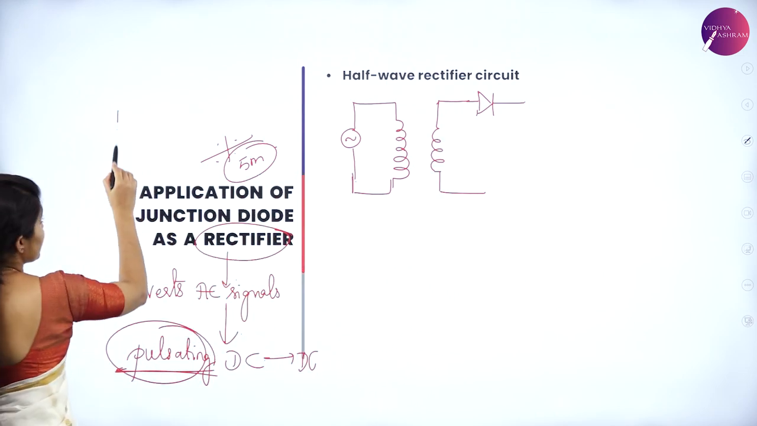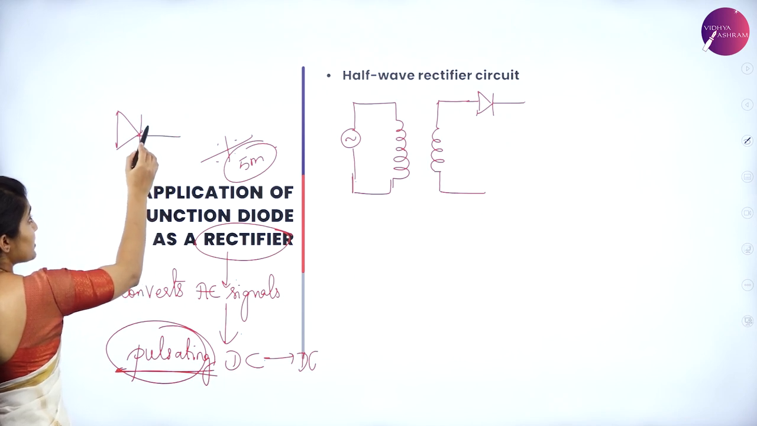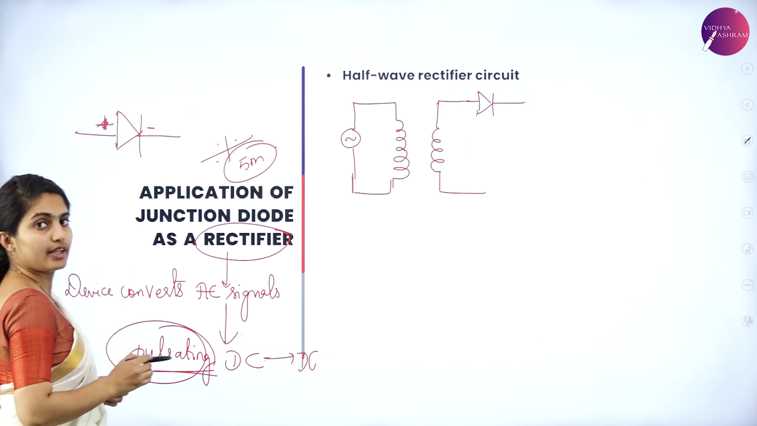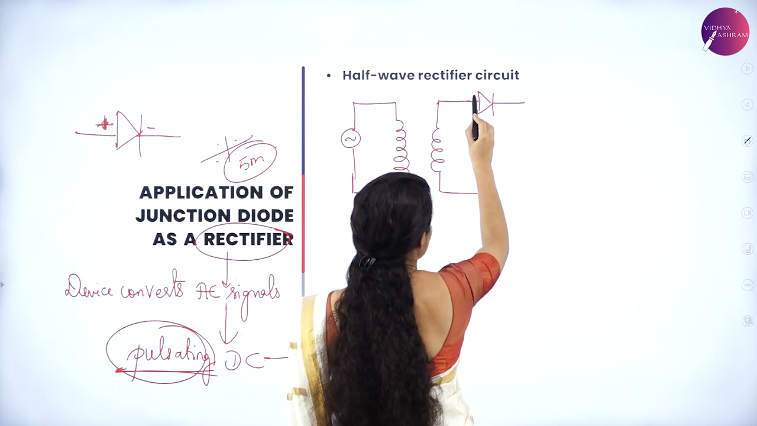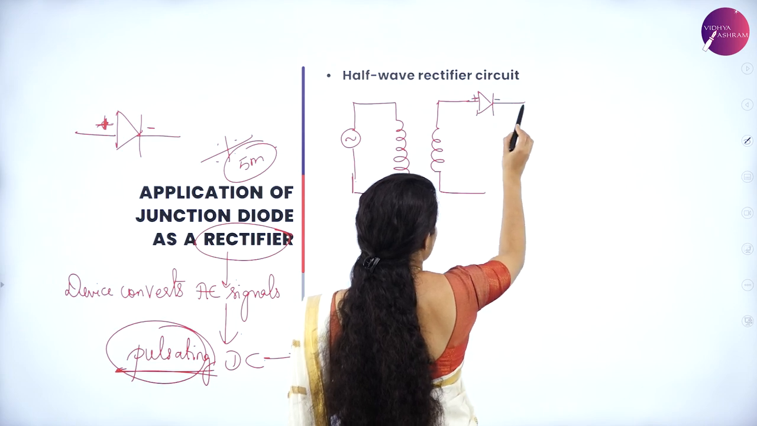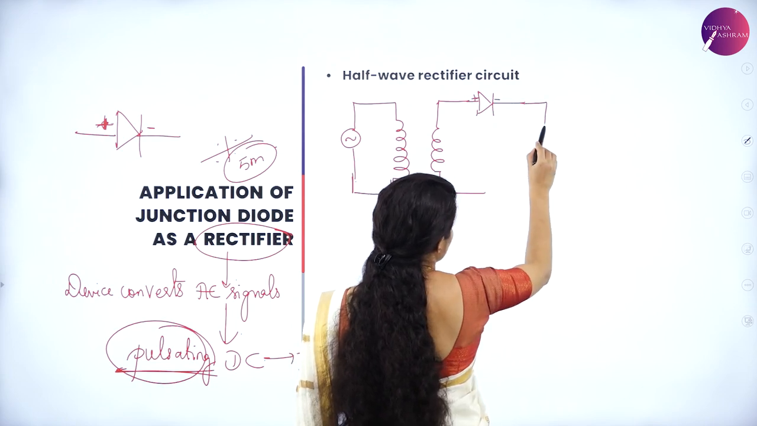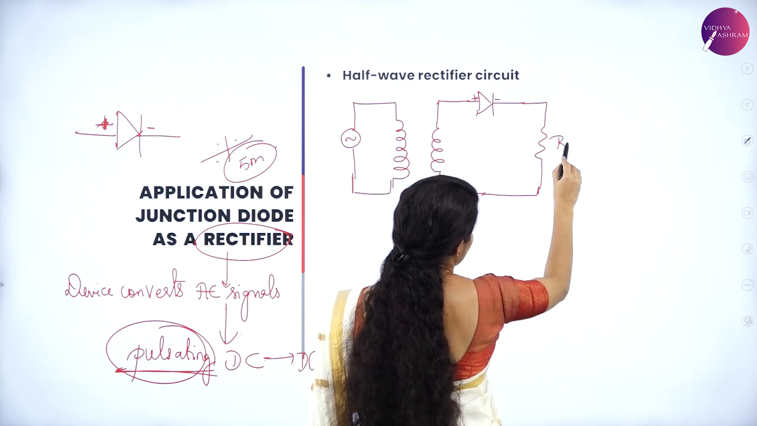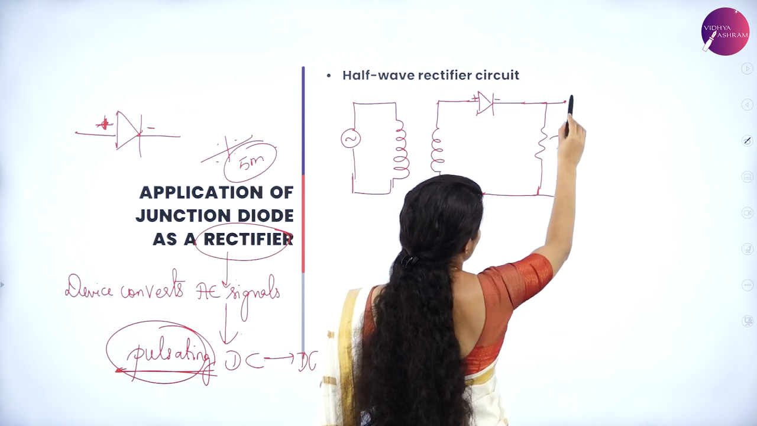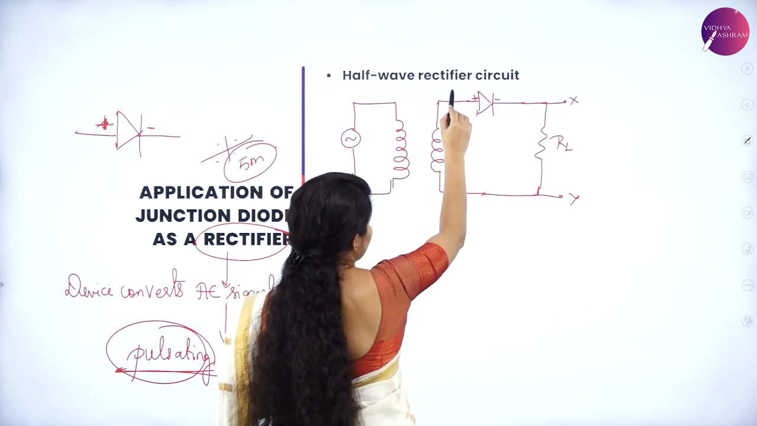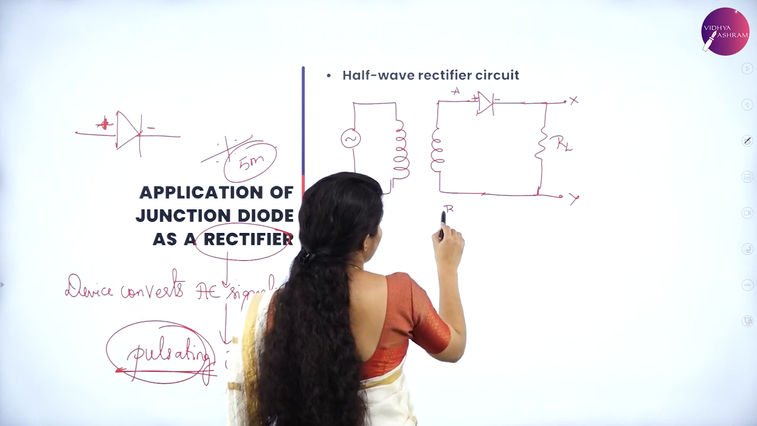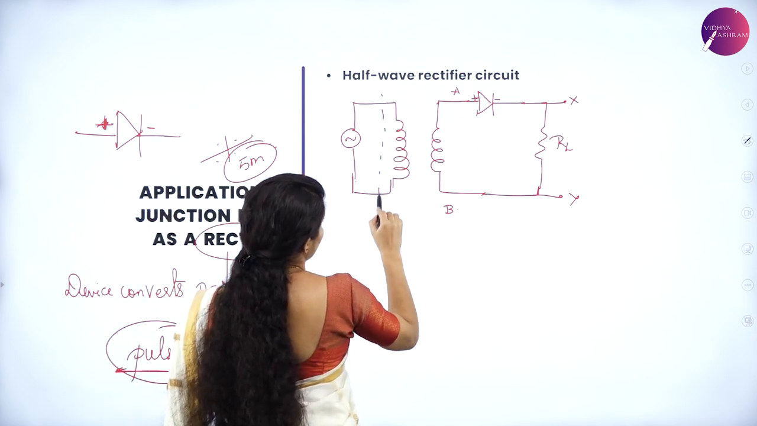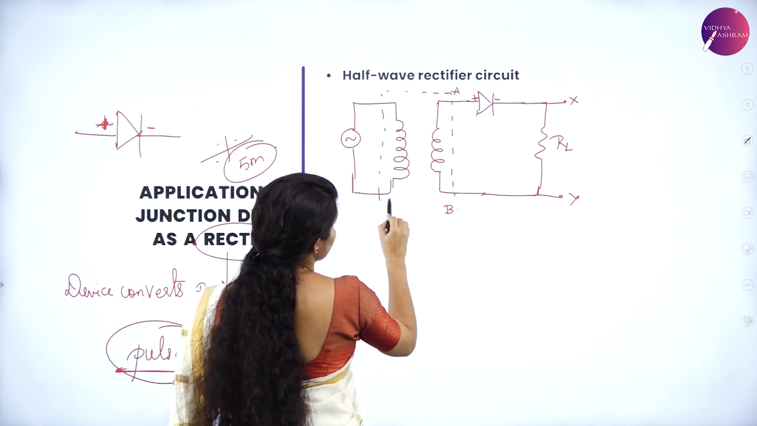Before that, I would like to say that this is the diode symbol, and this is the negative side of the diode, and this is the positive side of the diode. So we have connected it in that manner. So you have an output which you calculate there. It is the load resistance R. This part you can call X point and Y point, and here you can call A and B. Okay, so this is the circuit diagram of a rectifier. So here lies the transformer.